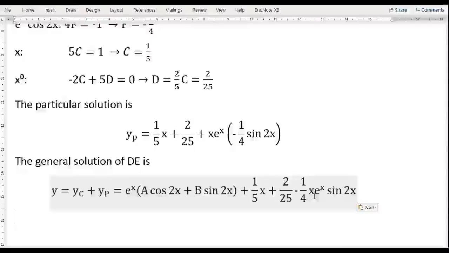Okay, so this is the end of example 3 for the undetermined coefficient. The next video or the next lesson will be on the method 2, which is on the variation of parameters.